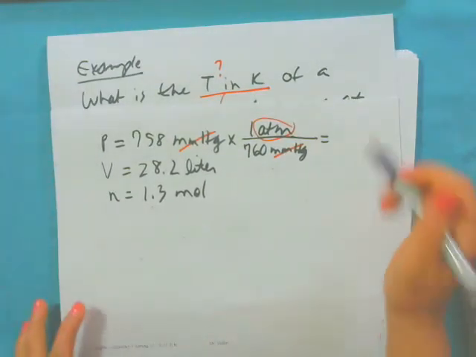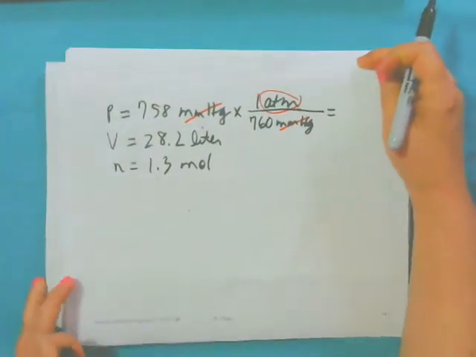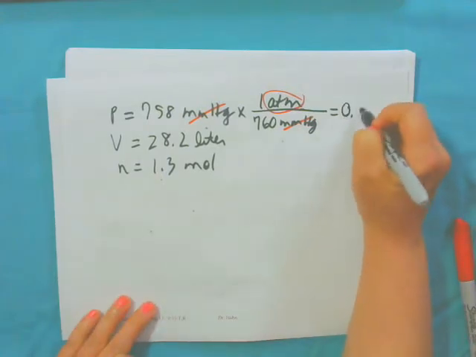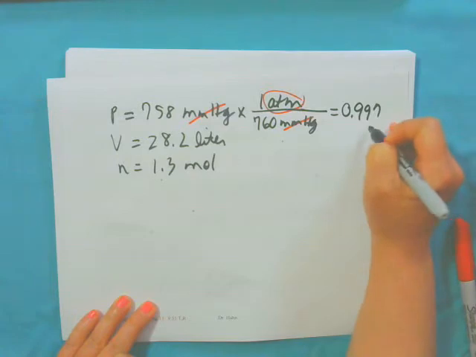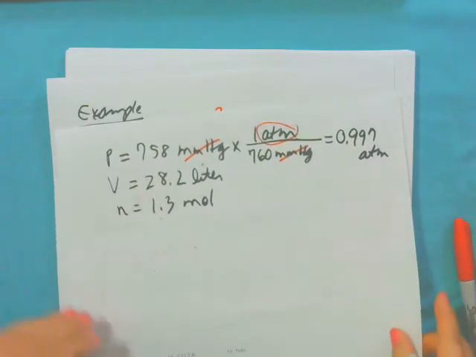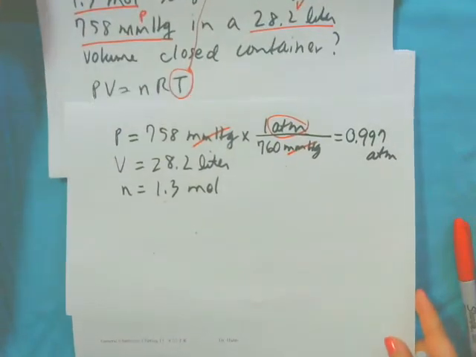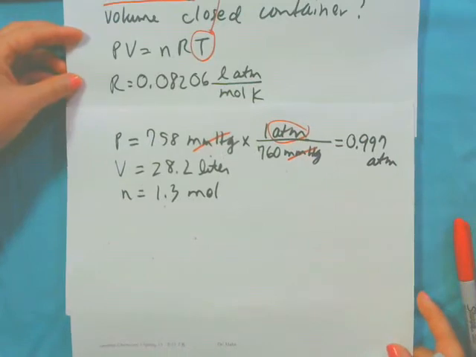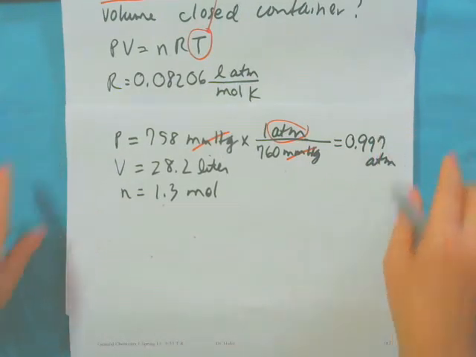I'm going to end up with, for my pressure, the value 0.997 atmospheres. And don't forget to write out the units, because if you start leaving out the units, you'll get confused, and then your number will come out totally incorrect, and you'll lose points.